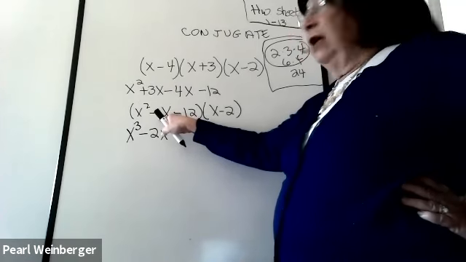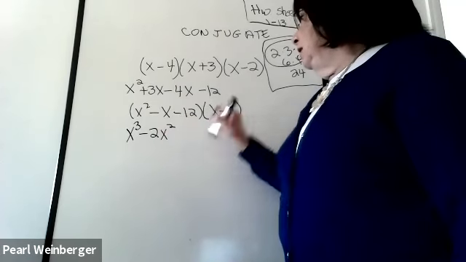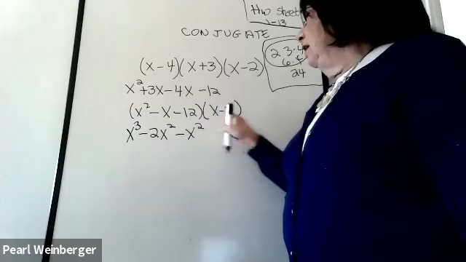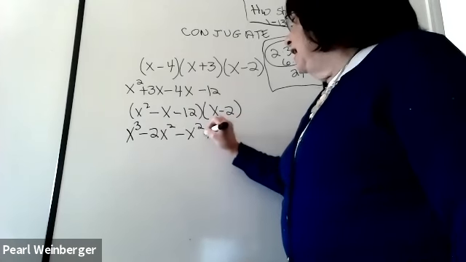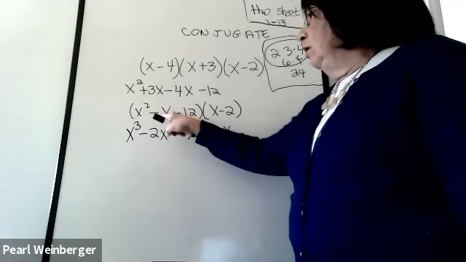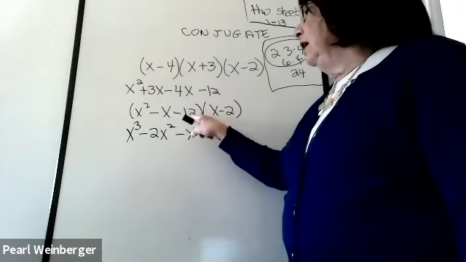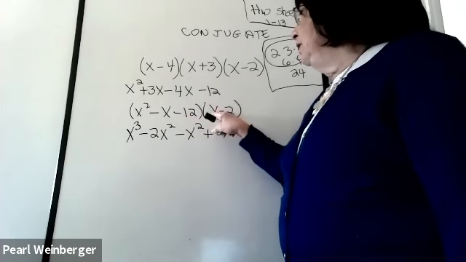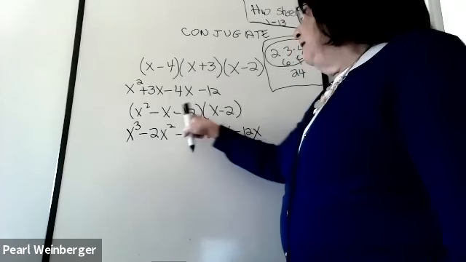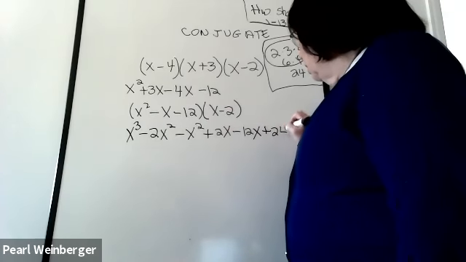I'm now going to multiply everything by negative x. So negative x times x is negative x squared. And negative x times negative 2 is positive 2x. Don't forget, a negative times a negative is positive. Okay, I've multiplied everything now by the negative x. I'm now going to multiply everything by negative 12. Negative 12 times x is negative 12x. Negative 12 times negative 2 is positive 24.